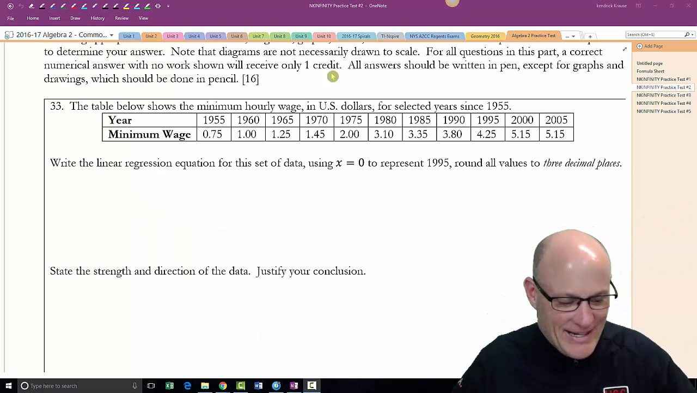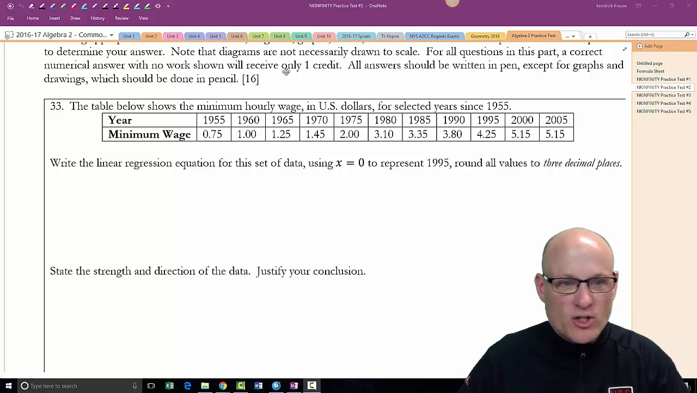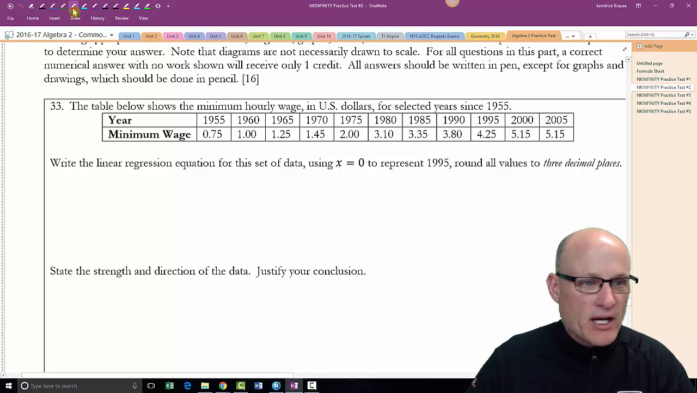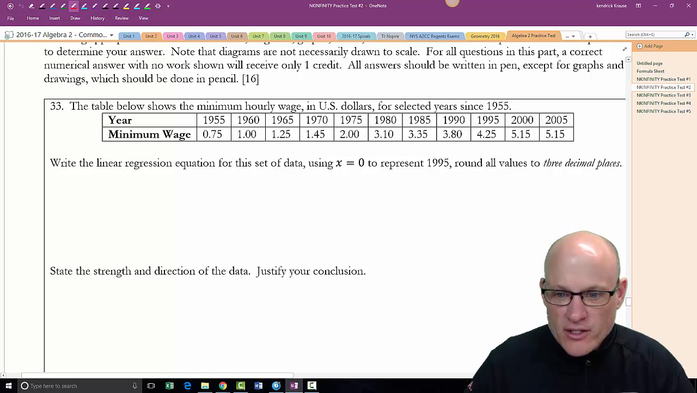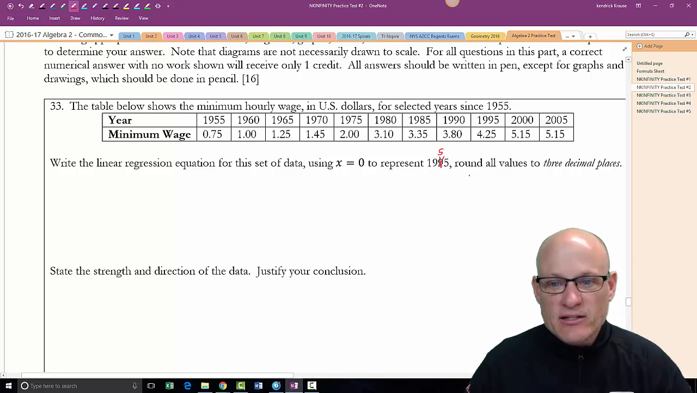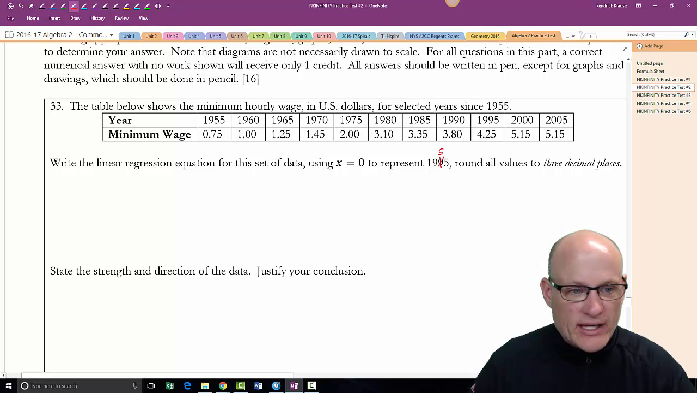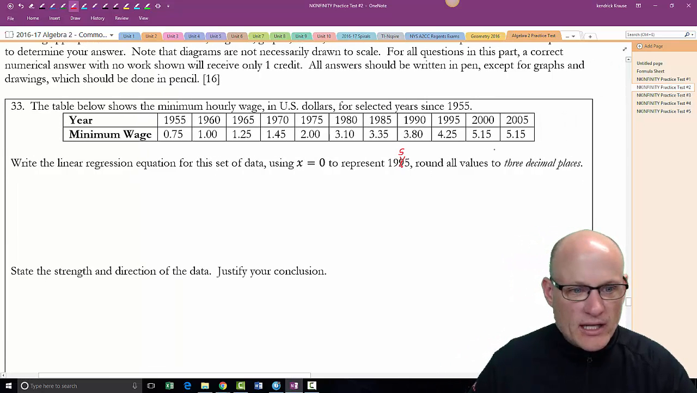All right, kids, we made it to the part 3s. I do have a correction to make on this. I hope it's made on your sheet. If it's not, it's kind of weird. This should be 1955, not 1995. That was a small mistake, no big deal. So anyway, let's see what we got.